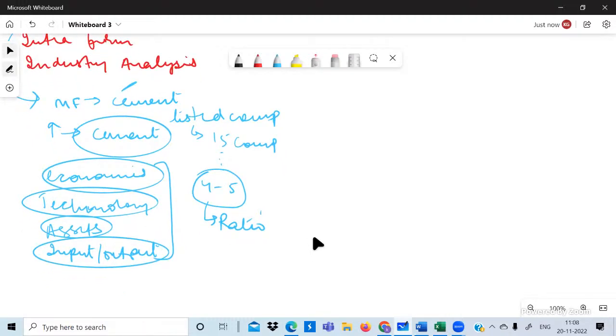Okay, and let's look at intra-firm. Intra-firm is when you start looking within the company. Again, let's try and understand this with the help of an example. Let's say you're a power generation company, maybe a company like NTPC.